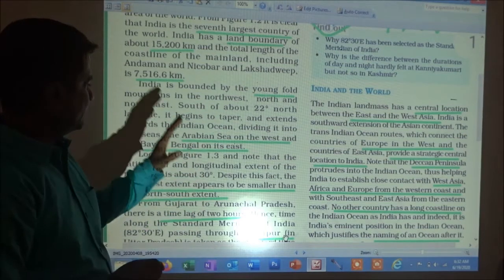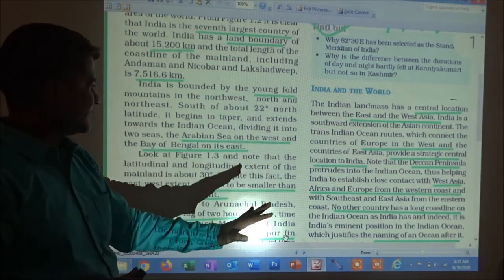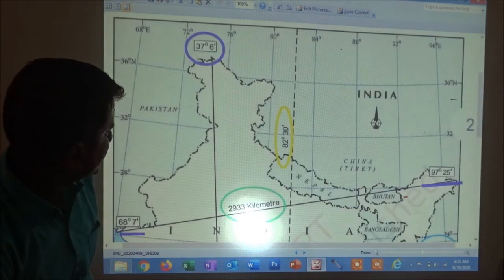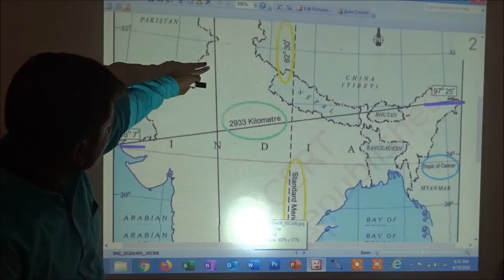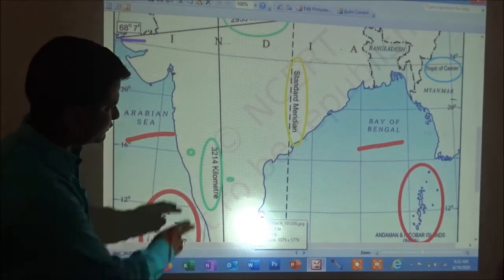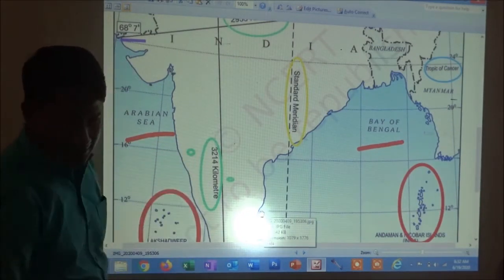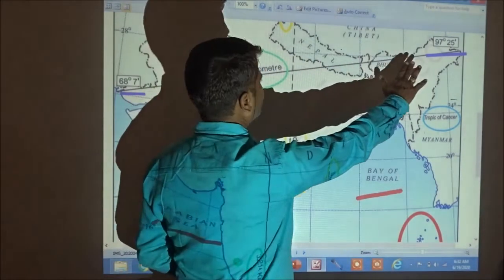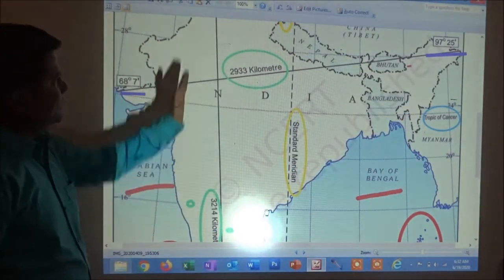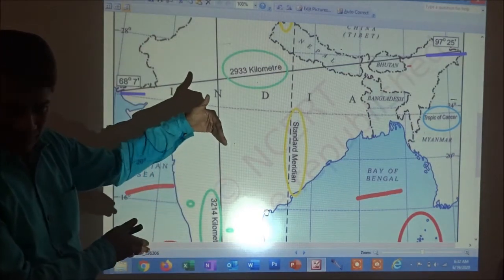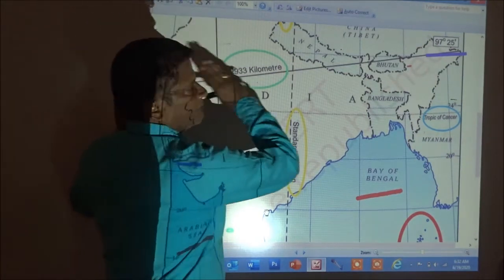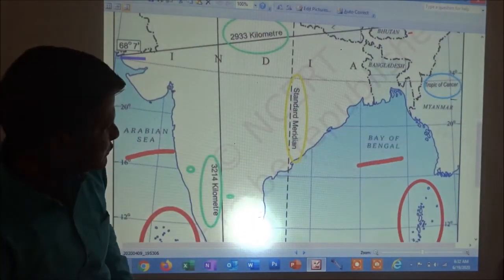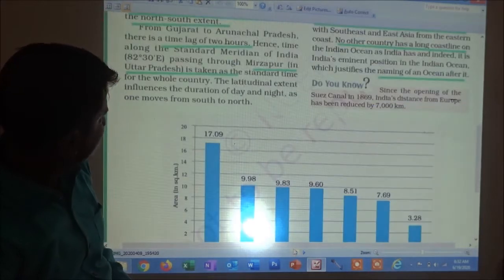Now if we look at the map of India, it is very clear that comparatively, from north to south, the total length is 3214 km, and from east to west it is 2933 km. So comparatively, from north to south it is longer, and from west to east it is smaller. This is something you need to learn for the exam point of view again.